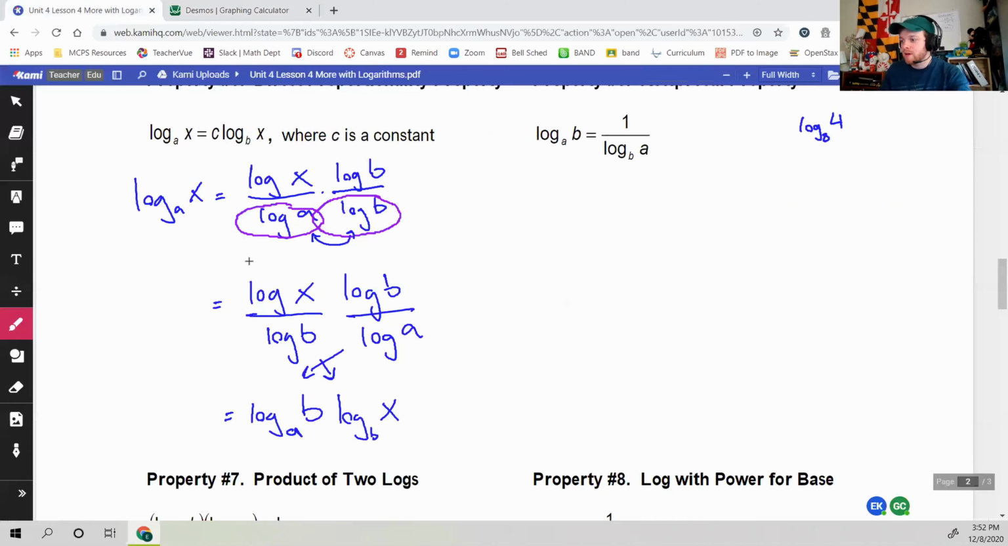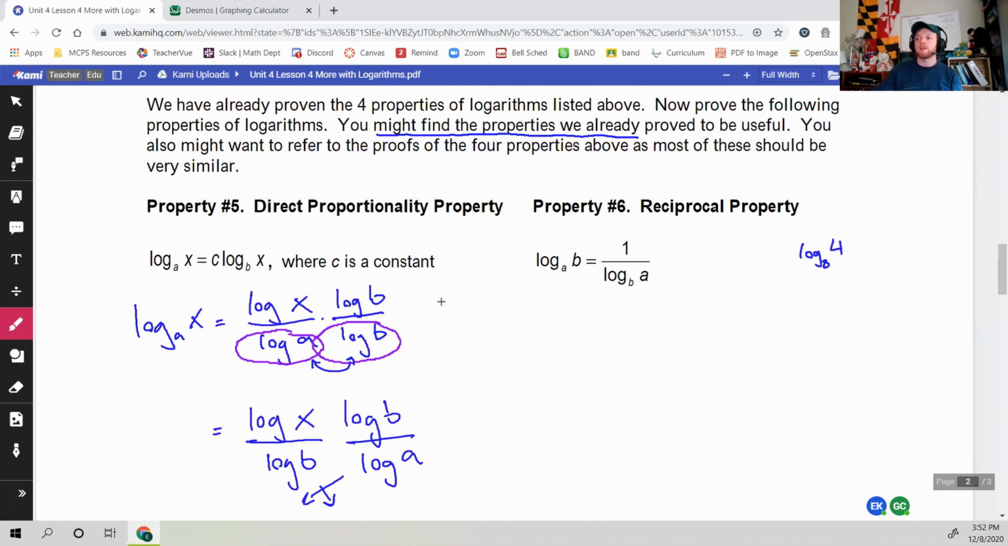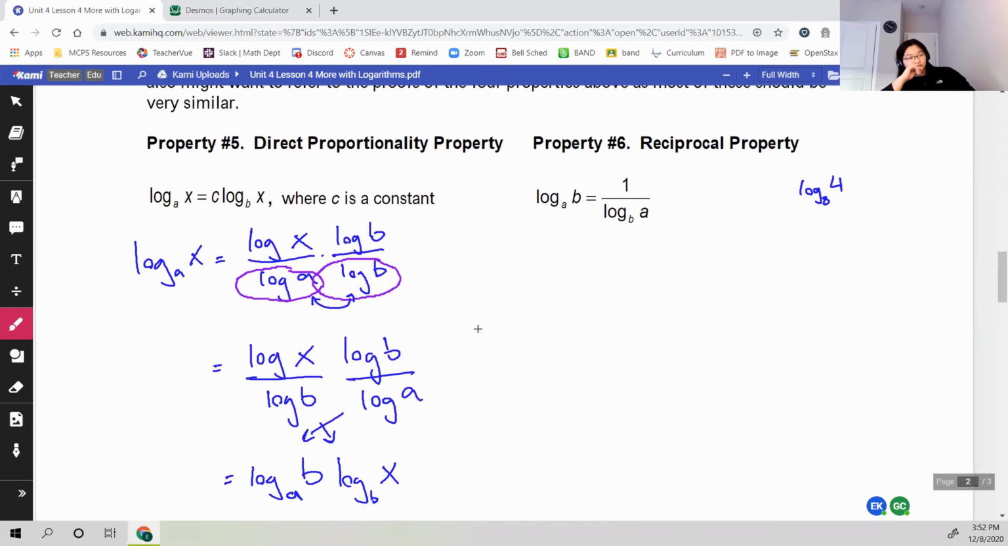All right, so not only do we know that there is a number that takes me from any log to any other log, but that number is log base a of b. This is the direct proportionality property of logarithms. Cool. All right. Reciprocal property.